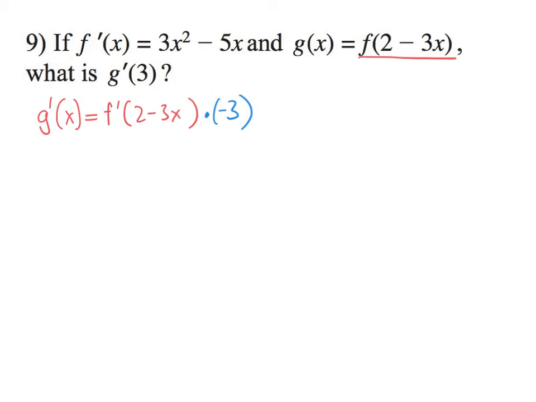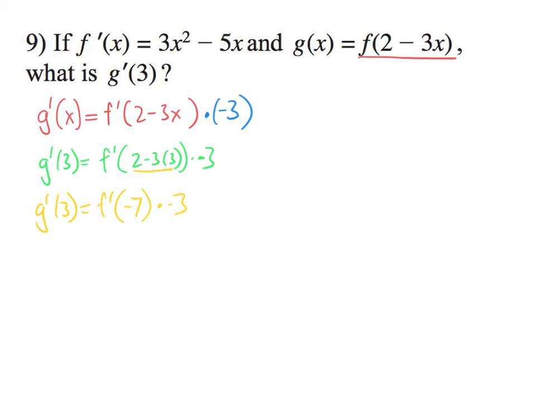So watch. If I plug in 3, won't that be g prime of 3 is equal to f prime of 2 minus 3 times 3, times negative 3? So won't g prime of 3 equal f prime, if I do all that, 2 minus 9, which is negative 7, times negative 3? And you're like, okay, great, but how do I finish this?